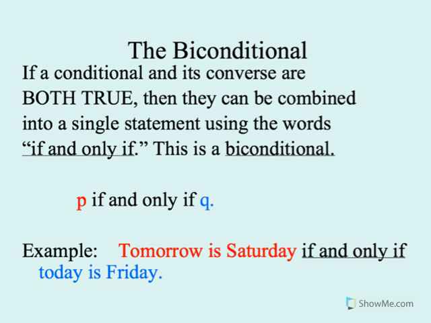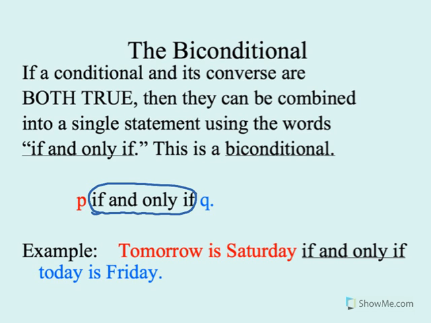So the last thing that we're going to talk about is a biconditional. A biconditional is a way that you link a conclusion and a hypothesis where the original statement is true and the converse is also true. In that case, you can link the P and the Q with the words if and only if, and that is what makes a biconditional.